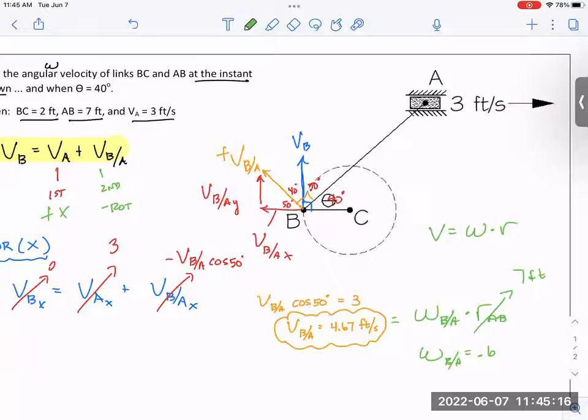And notice the units. Feet per second divided by feet would be nothings per second. So this angular velocity is 0.67 nothings per second, which, because nothing sounds weird, we call radians. But notice we just figured out the rotational speed of that connecting arm. Isn't that kind of cool? So linear speed caused that thing to rotate.